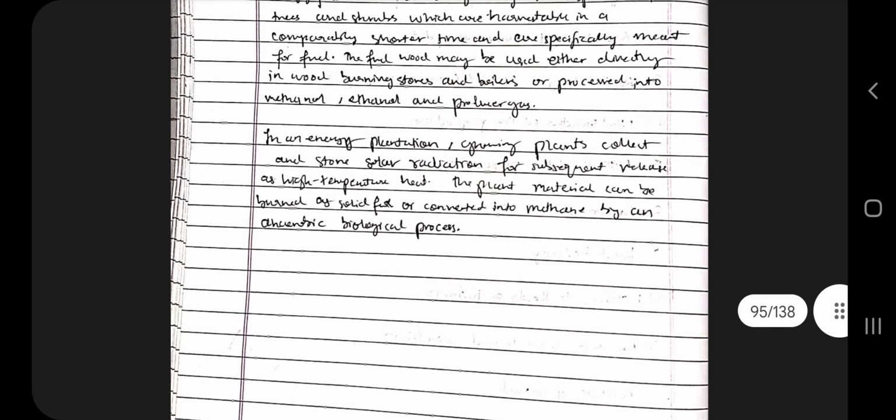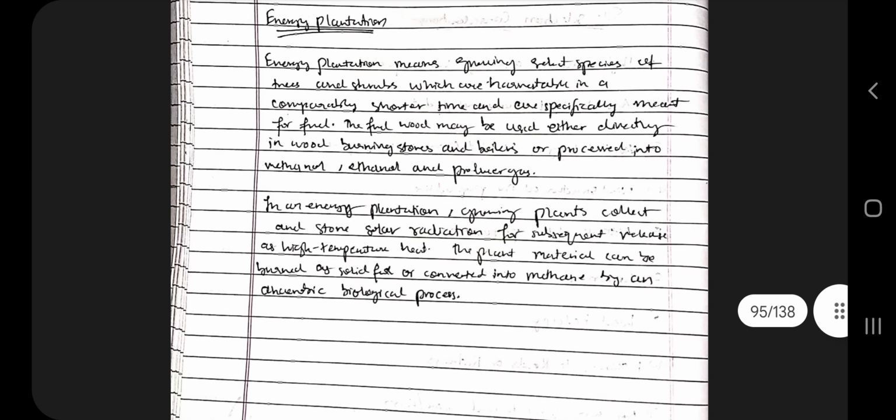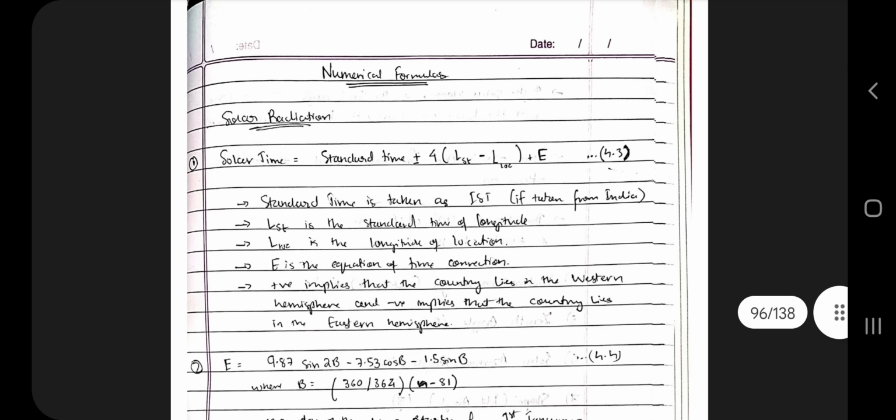Fine. So basically that's it for the theory part, and only if you are done with the theory part, move on to the next part of the video, because the numerical part is a bit complicated and carries around 30 marks. So even if you skip it, it's fine. Anyway, I'll give you a brief overview of the types of numericals asked. So let's move on to the numerical formulas.